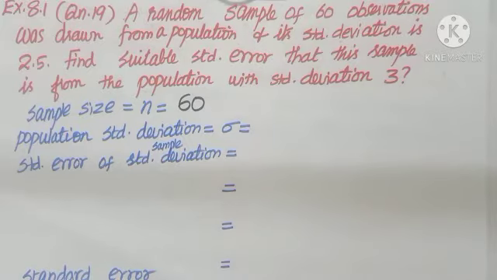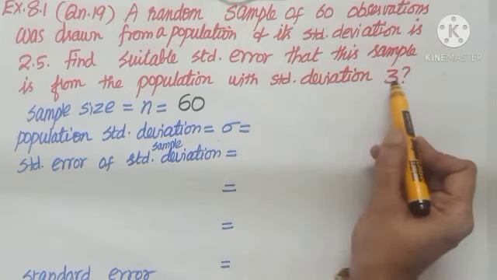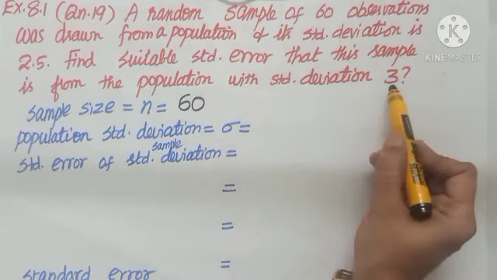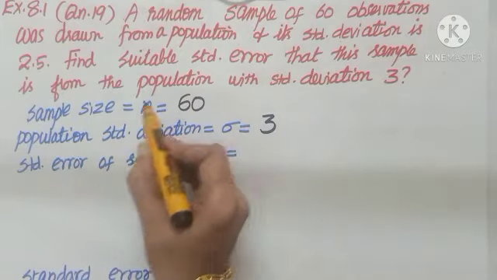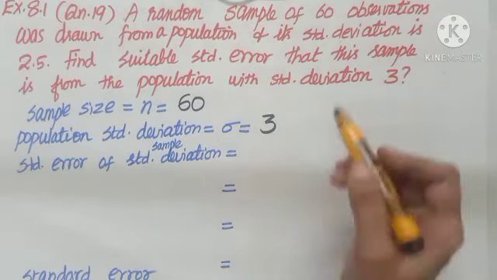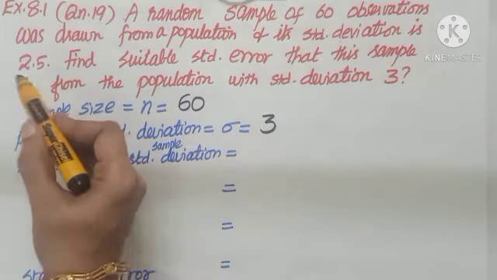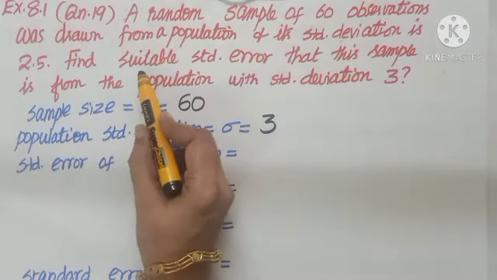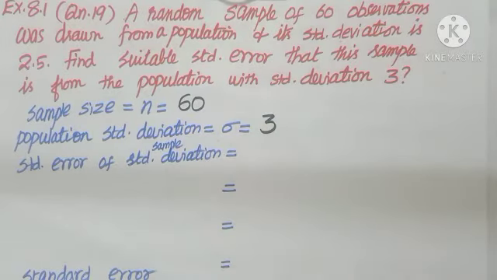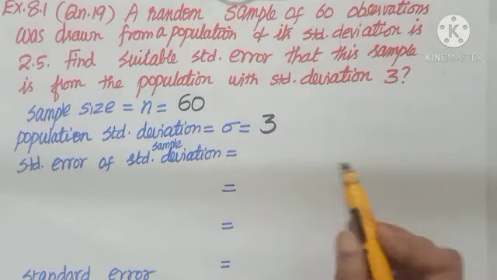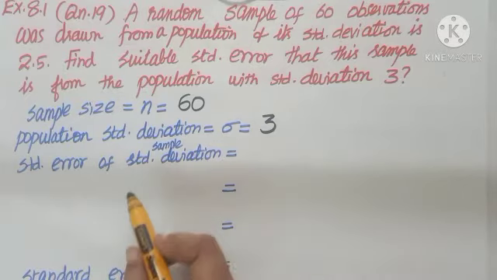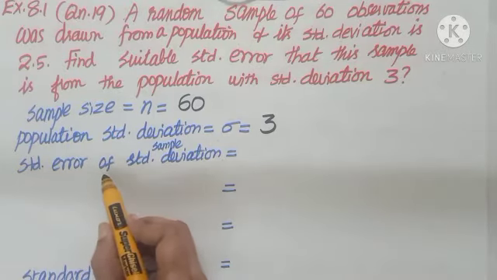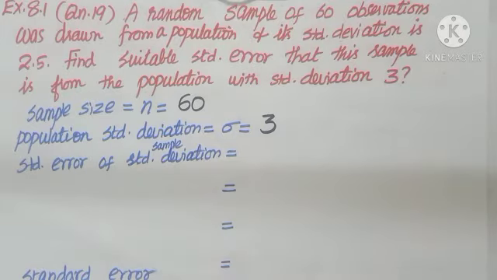Which is for the population? Read the sentence carefully. From the population with standard deviation 3. So this I call sigma. Population standard deviation is 3. This is sample standard deviation, so it will not help me in the formula. What is the question? A suitable standard error. Which is the suitable standard error here? Mean is not given, proportion is not given. So, we will find standard error of sample standard deviation.